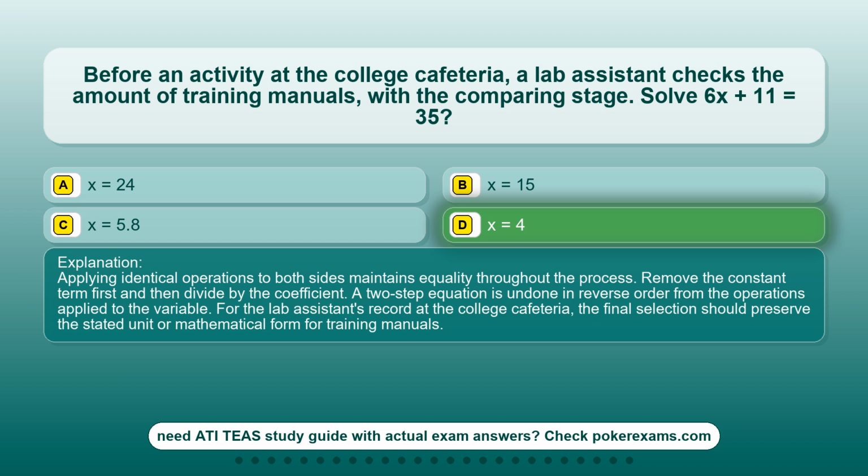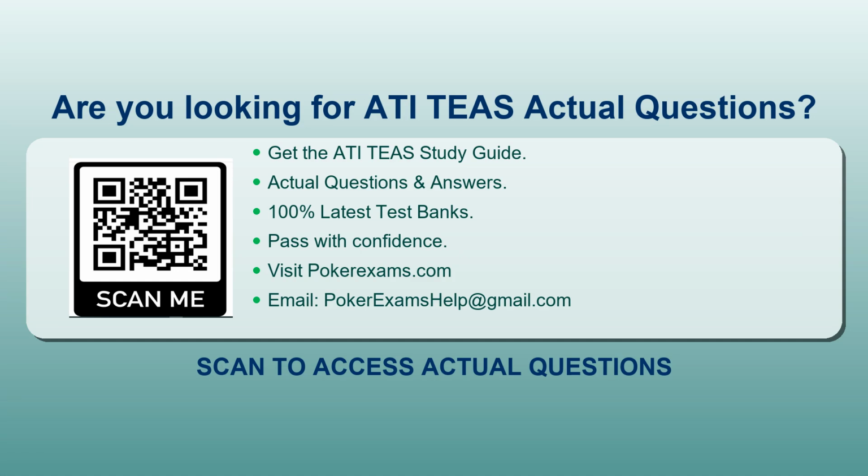Applying identical operations to both sides maintains equality throughout the process. Remove the constant term first and then divide by the coefficient. A 2-step equation is undone in reverse order from the operations applied to the variable. For the lab assistant's record at the college cafeteria, the final selection should preserve the stated unit or mathematical form for training manuals.